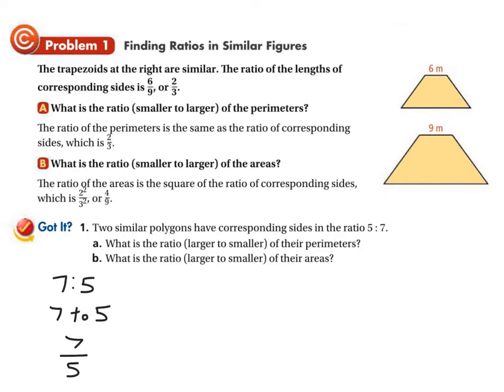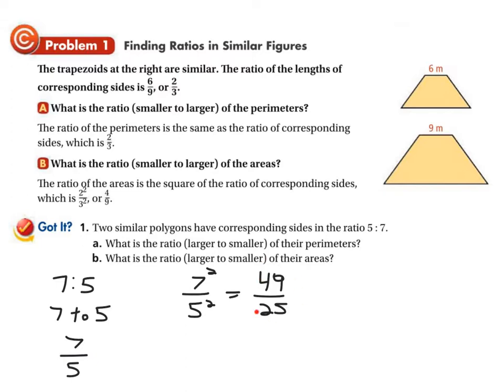And what is the ratio larger to smaller of their areas? Since we're squaring them, I'm going to write it like this. And remember, we square each one of them, and we get 49 over 25.